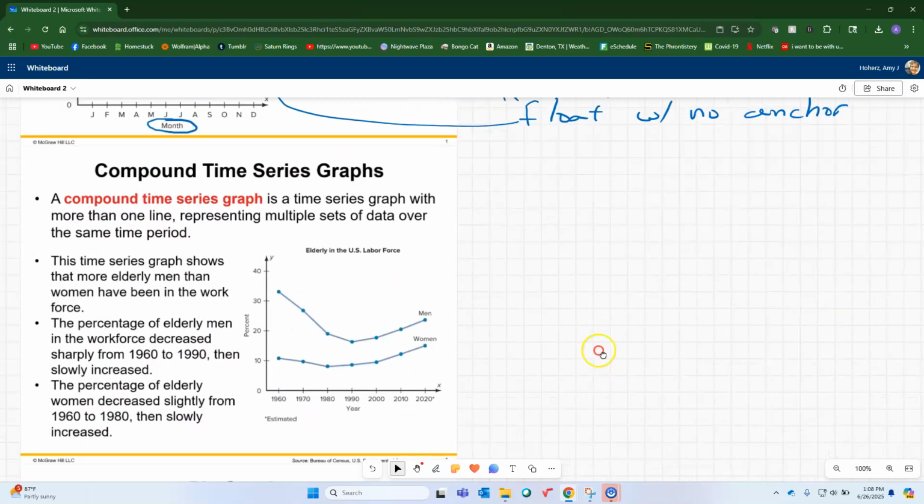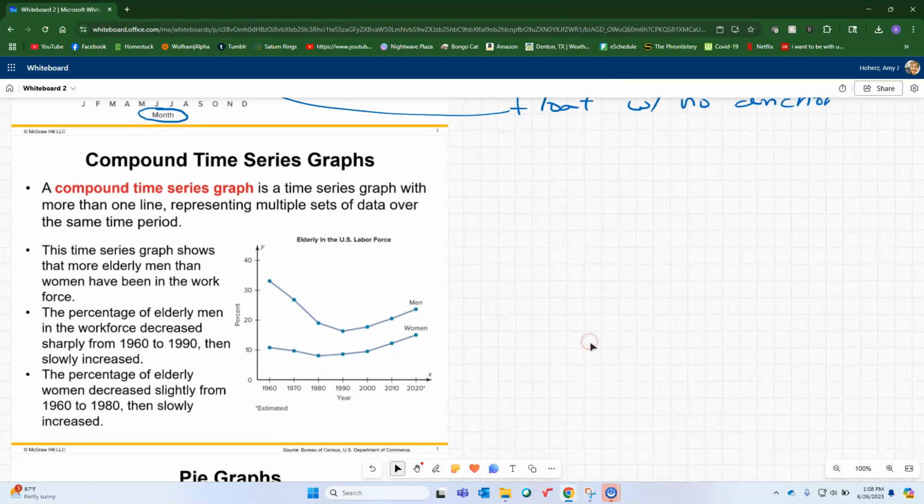All right. And then next, similar to the compound bar graph, you can also have compound time series graphs. So in this case, remember, compound just means more than one. This one has 2. You can actually have more than 2. But in this case, we have elderly in the U.S. labor force, and they have it separated out by men and women. So in 1960, we have women at 12%, and then men at around 33, 34%. Okay, so here's men, here's women in 1960. So we just have it separated out but graphed together.